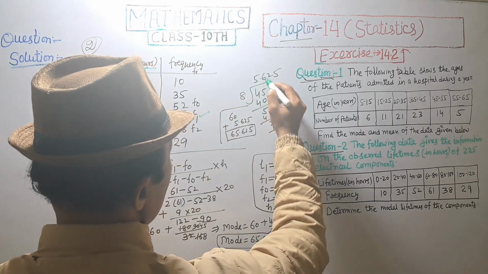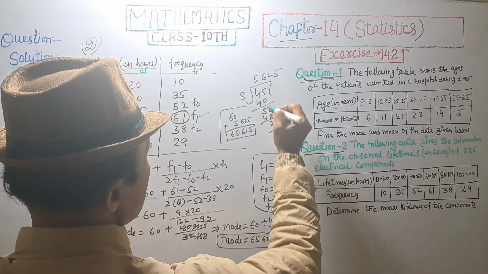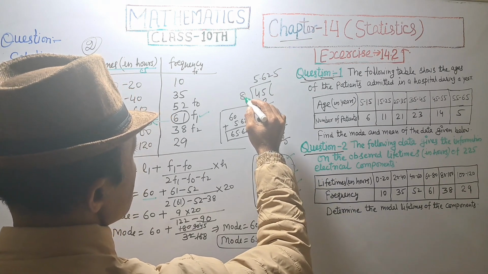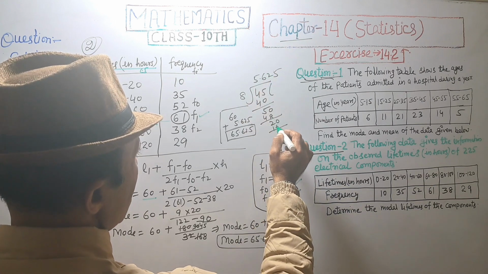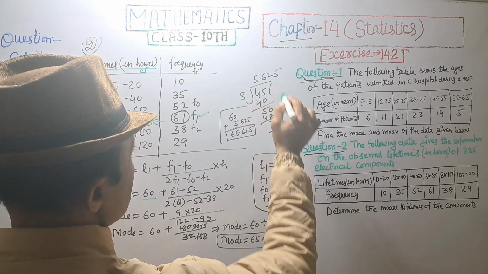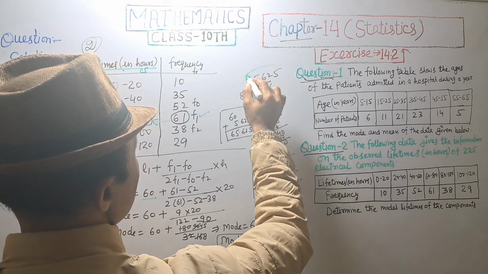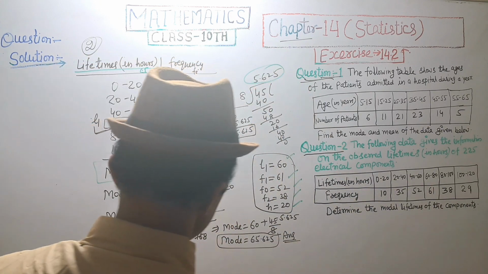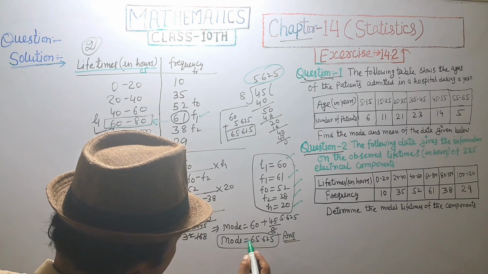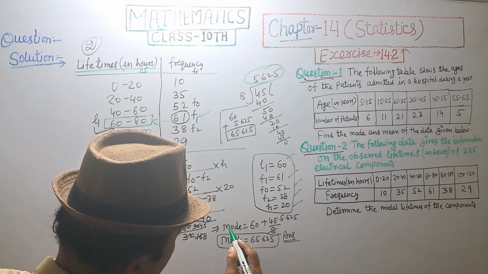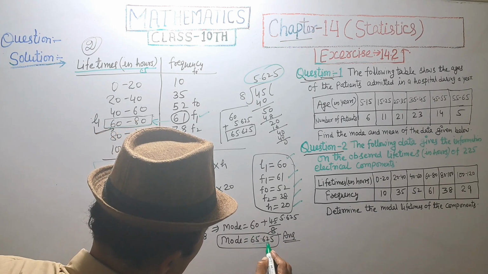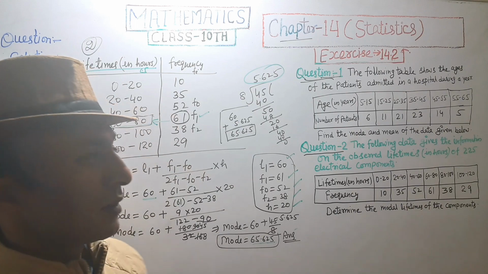8 fives are 40, 50 and 8 sixes are 48, 50 minus 48 is 2, bring down a 0 once again, and 8 twos are 16, 20 minus 16 is 4, bring down a 0 again, and 8 fives are 40, that is completely divisible, giving 5.625. So mode equal to 60 plus 5.625, that is equal to 65.625. Answer. Thank you so much.